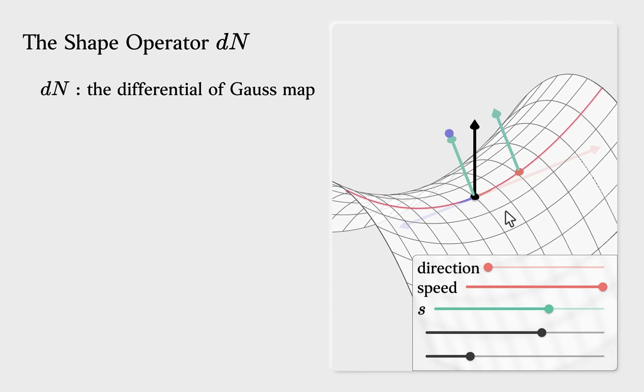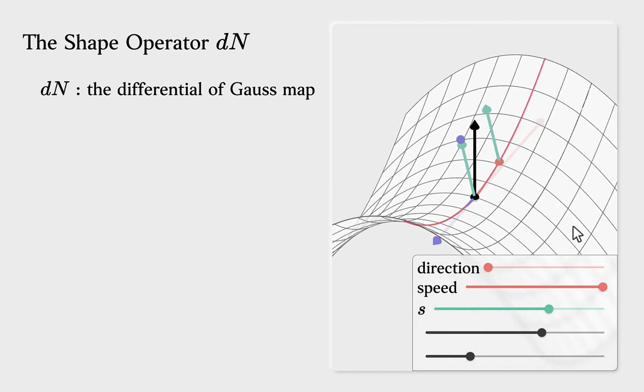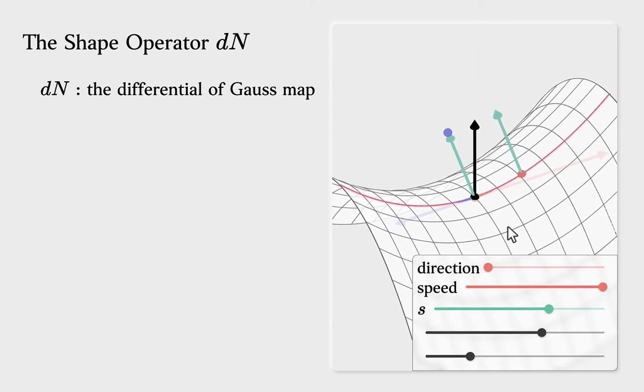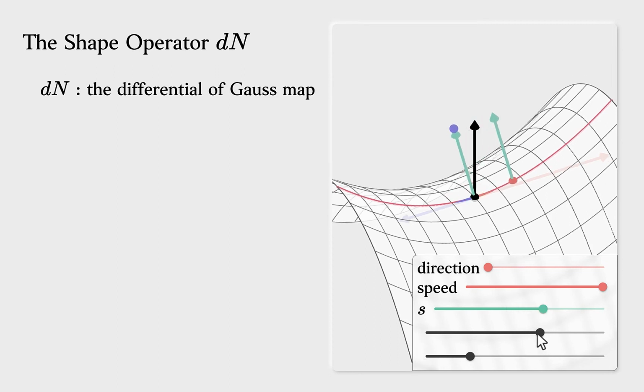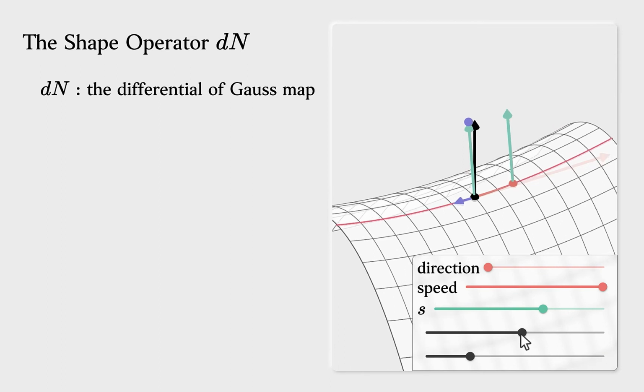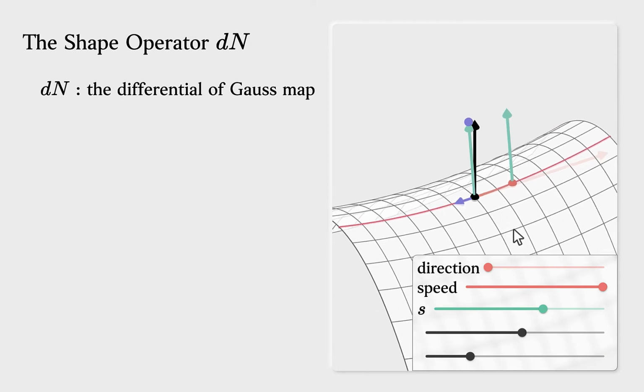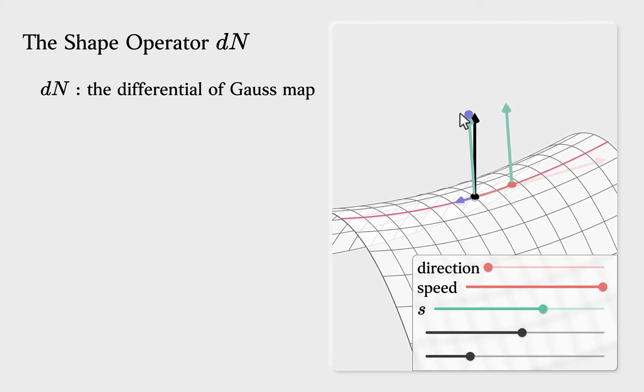Let's have another one. The pink point is moving in this direction, and the purple point is moving in the opposite direction. And if the surface is more flat, the velocity of this purple point will be smaller.